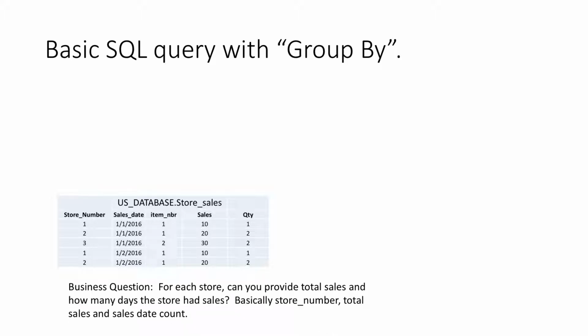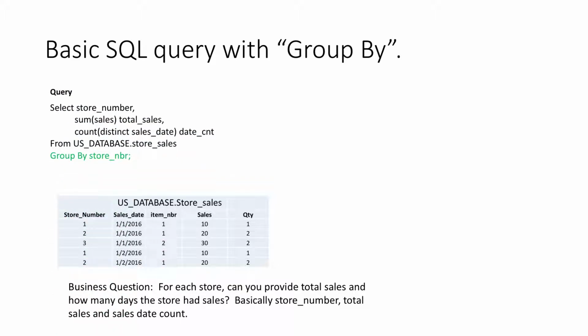So now we have a business question. For each store, can you provide total sales and how many days the store had sales? So basically this report is going to have store number, total sales for that store, and how many unique dates that the store had sales. So here's how that query would look. We would have store number. We're going to sum sales and count distinct sales date, and we're renaming these to total sales and date count, from our store sales table, group by store number.